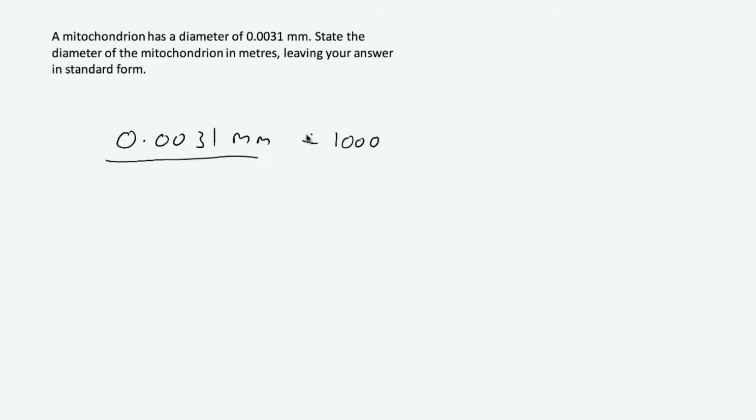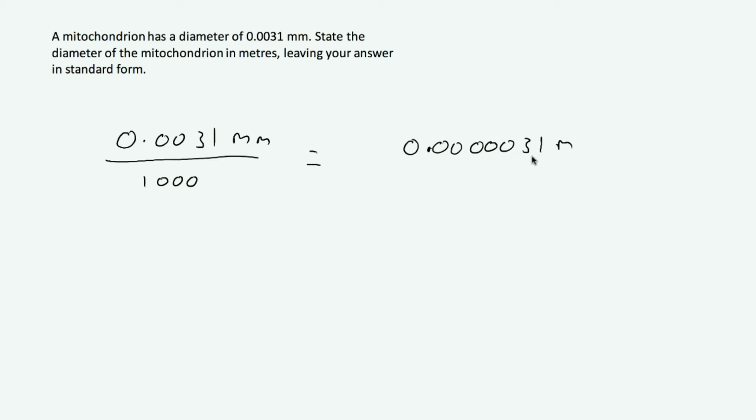I always prefer to write it like this. Either way works, but this one is more mathematically correct. So if we divide that by 1,000, we get our answer in meters, and that is 0.000031 meters. So this is actually our answer. If it asks us to quote it in meters, then this would be our answer. However, it asks us to quote it in meters, leaving it in standard form. And so now we need to convert 0.000031 meters into standard form.